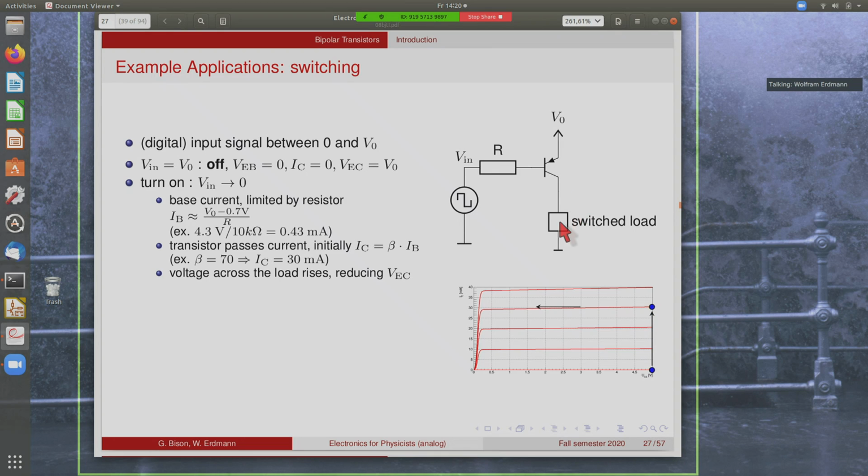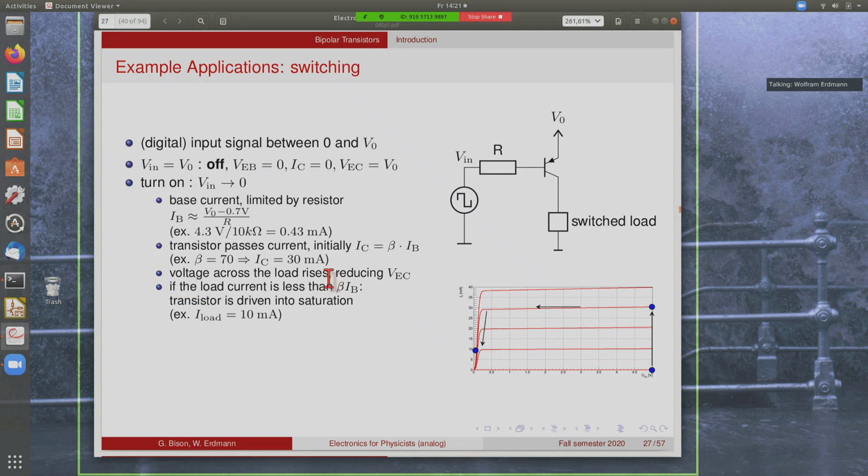Now this will then give rise to an increase of the voltage across the load. If it's a resistor, it will be proportional to the current. If it's something else, whatever the IV curve of this load is. So the collector potential goes up, and the collector emitter voltage here, so the voltage across the transistor, will reduce. So we're going down this curve in this direction, but the current will stay approximately constant, at least for a while.